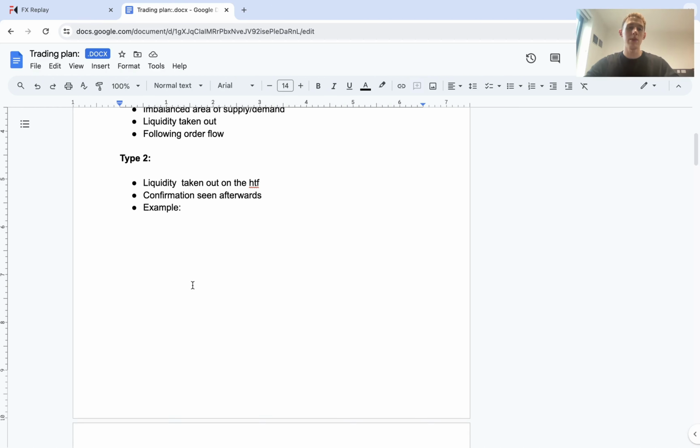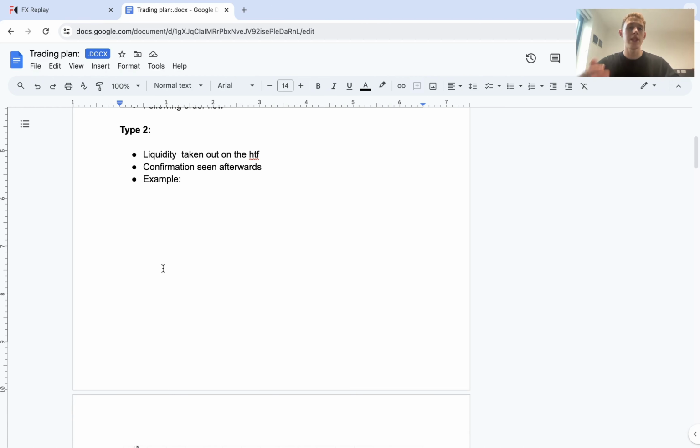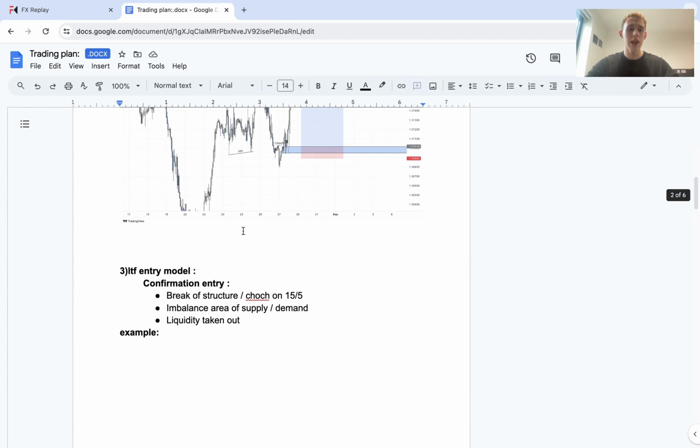The second type is when we have a clear area of liquidity on the higher time frame and price sweeps that area of liquidity, and then we see a confirmation immediately afterwards. And for this strategy, the confirmation consists of a break of structure with imbalance, and we also need to see some liquidity taken out as well.